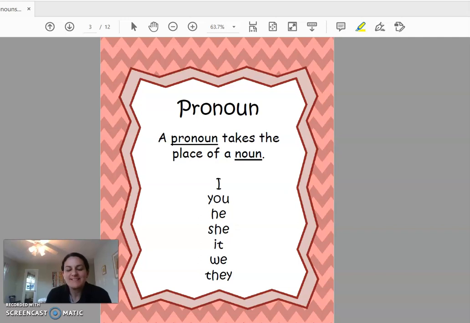Hi everybody! Today for our grammar lesson, we are going to be learning about reflexive pronouns. But in order to learn about reflexive pronouns, let's remind ourselves what a pronoun is. A pronoun is a word that takes the place of a noun. For example, I, you, he, she, it, we, or they.